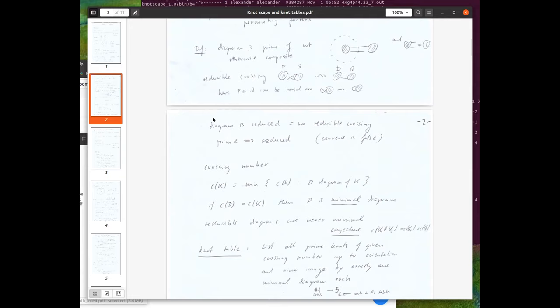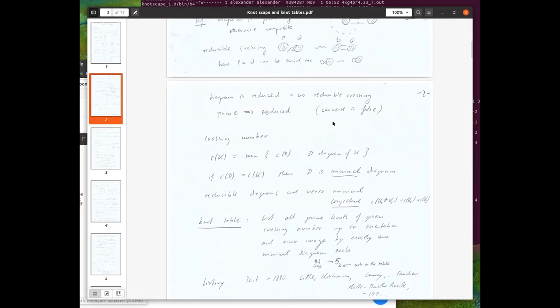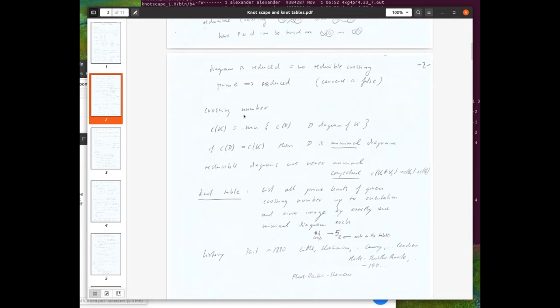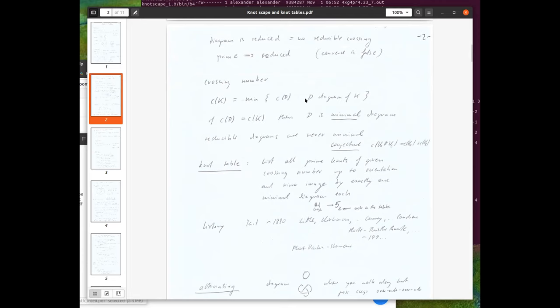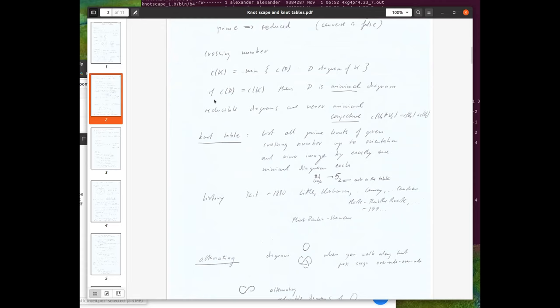So you can think about it. So this is what is called a reduced diagram. And what I defined last time was the crossing number. So what is the crossing number? I take all the diagrams of one knot K and then take their crossing numbers and the minimum of all these crossing numbers. And I say that a diagram is minimal if it has the minimal crossing number among all the diagrams of the knot K. So this means the crossing number of the diagram is equal to the crossing number of the knot K.